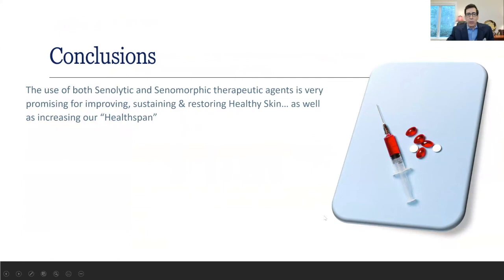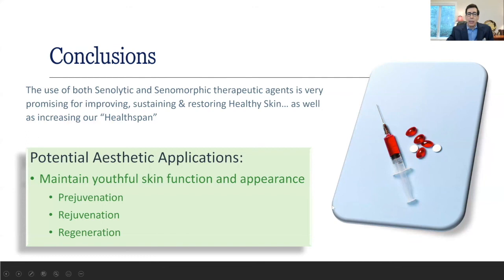So in conclusion, both senolytic and xenomorphic therapeutic agents are promising. They promise improvement for health span, we hope, function of the body, and also improvement of the skin. So there are cosmetic aesthetic applications, and these could help us maintain youthful skin function and appearance.